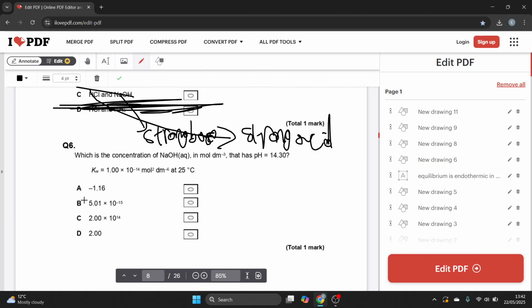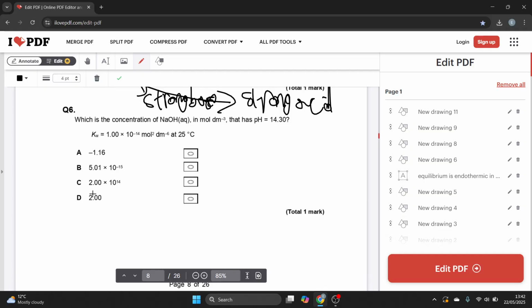Okay. Question 6. Which is the correct concentration of sodium hydroxide in moles per decimetre cubed at this pH? It gives me everything. Well, not everything, obviously, because if it gave me everything, then I wouldn't need to work it out. So what is the Kw expression? Again, an expression you have to memorize.